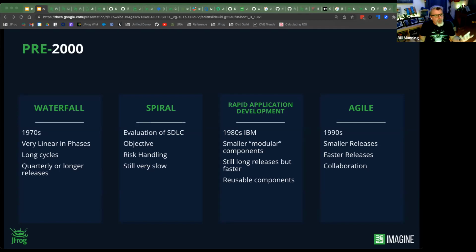Instead of these giant monolithic releases, let's do more rapid development by producing small reusable components. And on top of that, let's make smaller releases that focus more on just what matters, right? So releasing smaller features more rapidly. And that kind of led into Agile, right? In the late 1990s and early 2000s: smaller releases, faster releases, more collaboration. That was actually one of the key components of Agile.